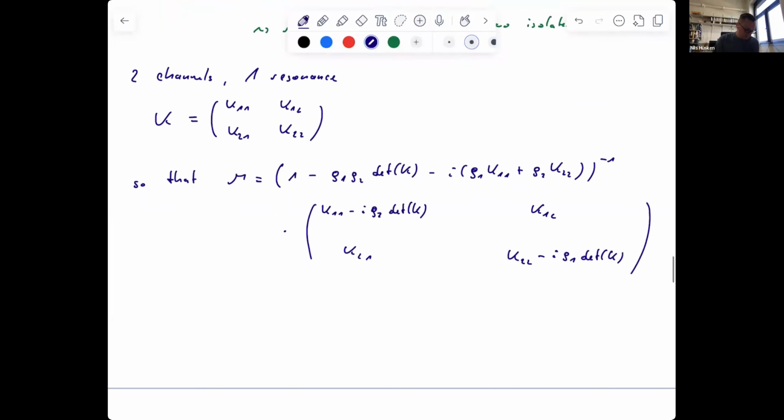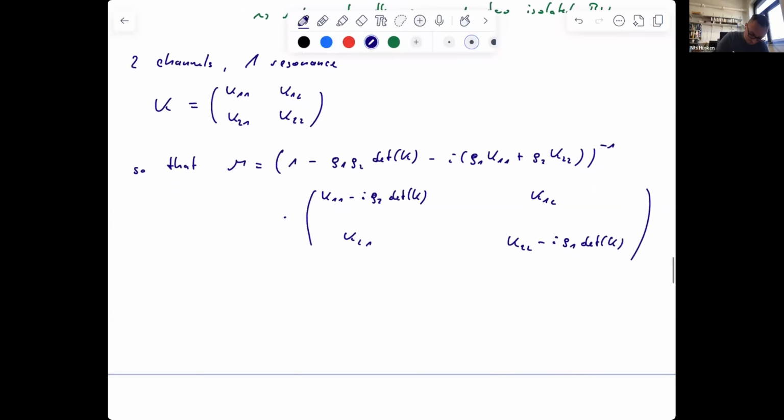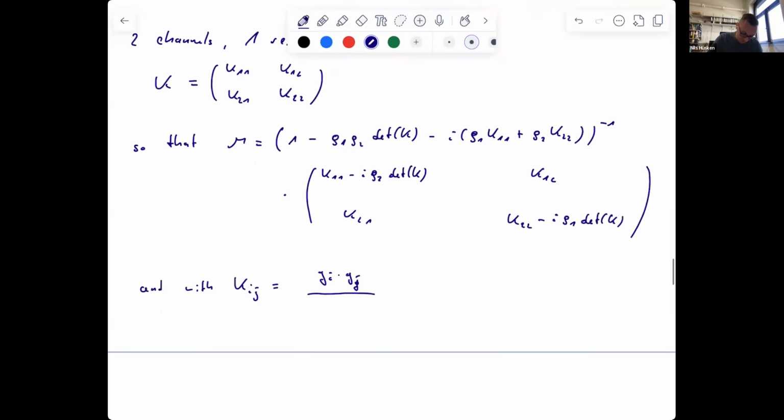And so if we now make a model for the elements of the K matrix, it will become clear why I've written this in this slightly weird way. Because if we now say we have two channels and a single resonance, then our elements of the K matrix are basically the same as before. We now have the coupling to the incoming channel. We have the coupling to the outgoing channel. So this is G_i and G_j. Sorry if that's hard to distinguish. Divided by the mass of the resonance squared minus S.